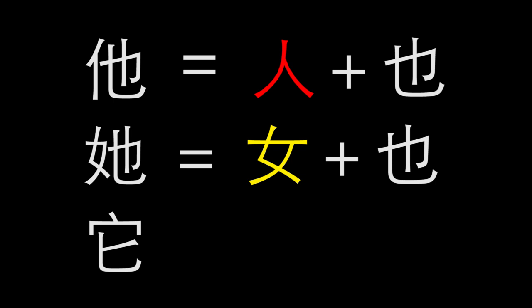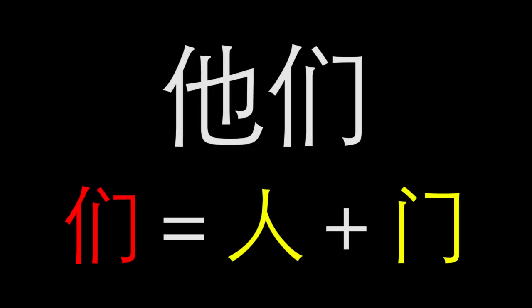As you learned in lesson 3, he, she and it is all the same, ta. Here you see those 3 characters. The middle one has a woman on the left, so that means she. The upper one has a person on the left, so that means he. And the bottom one doesn't have either one, so that means it.